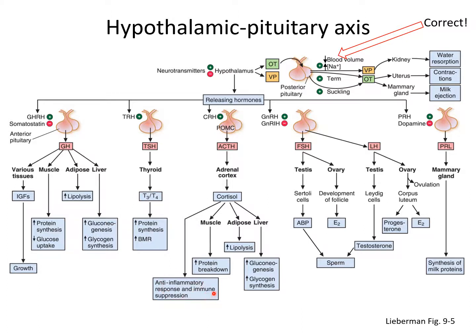And probably some of the biggest things about cortisol is right there. In the muscle, you're going to get increased protein breakdown. So this is in juxtaposition to growth hormone over here, because in growth hormone you're making protein, but cortisol causes protein breakdown. You're going to get lipolysis from adipose tissue, and from the liver you're going to get gluconeogenesis and glycogen synthesis, just like with growth hormone.